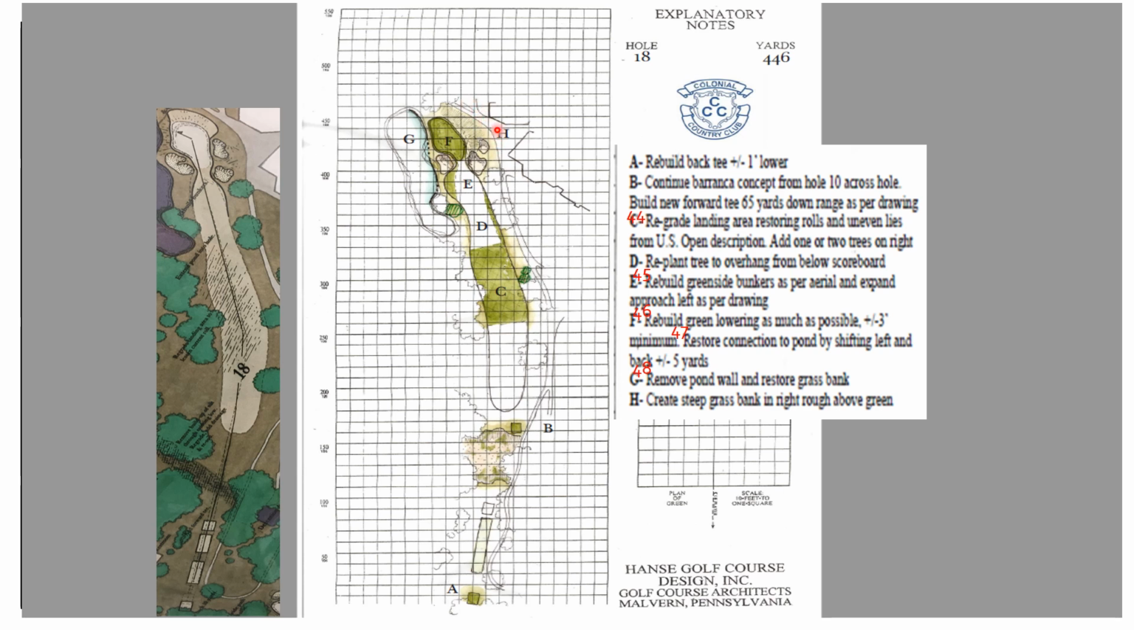This elevation here doesn't change. Cart path area doesn't change. So the green will set down more, and then this bank will become more prominent. And it's just going to be, again, kind of rough grass and not a lot of shortcut here on 18. Really no shortcut on 18 like we currently have.